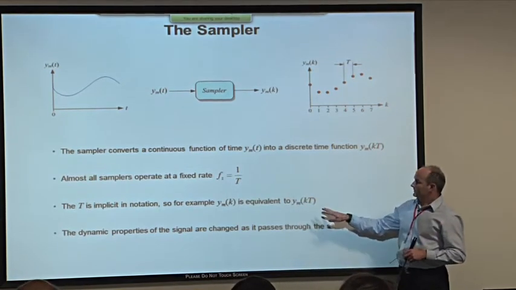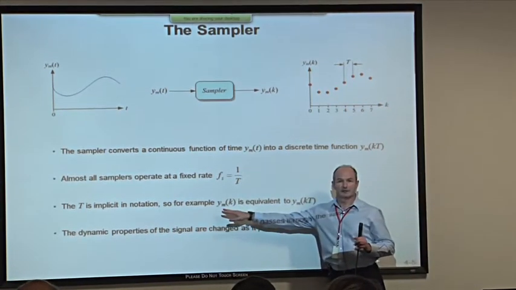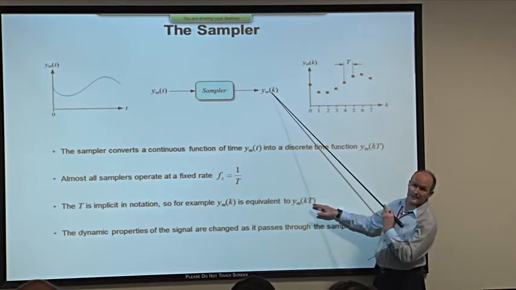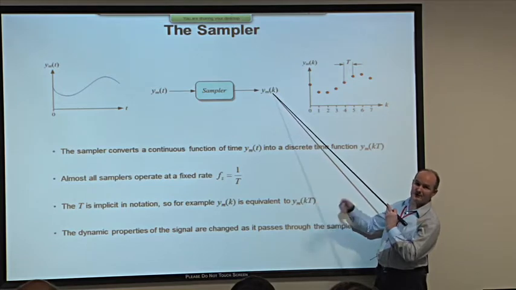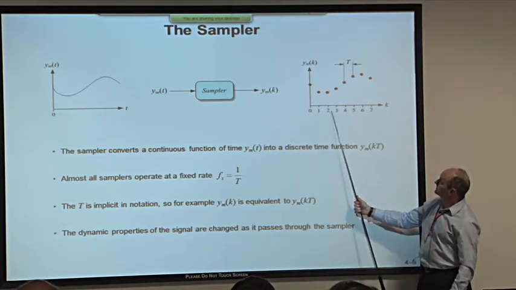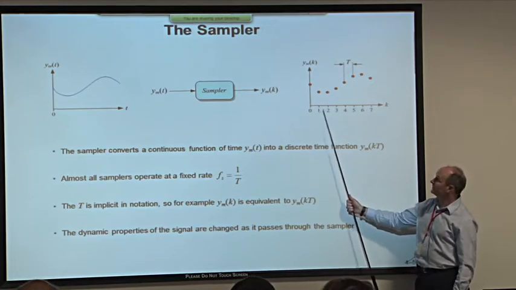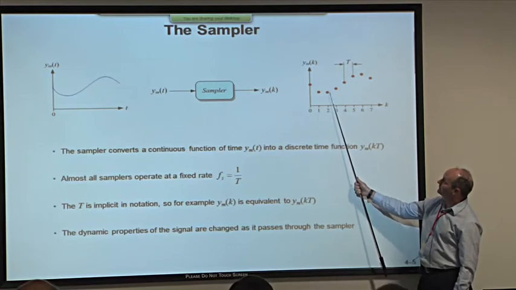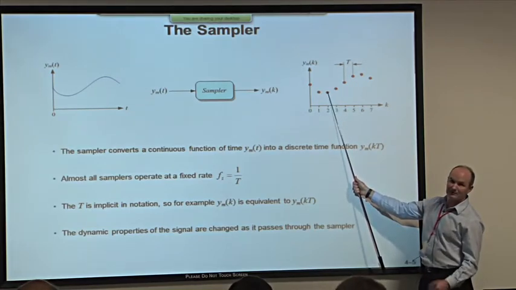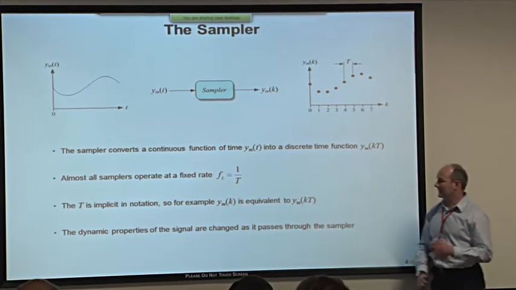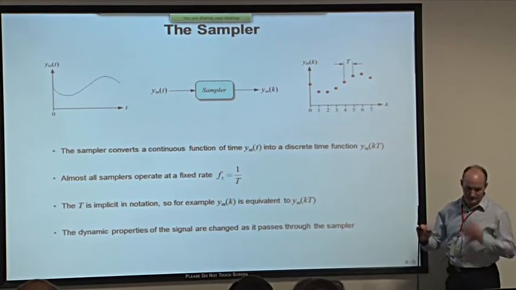Now, very often I'm going to make the T implicit in the notation. So in fact, this sampled signal over here, y sub m of k, k is just a counter. It's the count of the next sample. But the time at which that sample takes place is obviously equal to k times T, because each sample is separated by T. So y of k at 2 times T is that point. I'm just going to call it y of 2, because the T is always there. So normally we refer to a sample sequence where k is the independent variable.